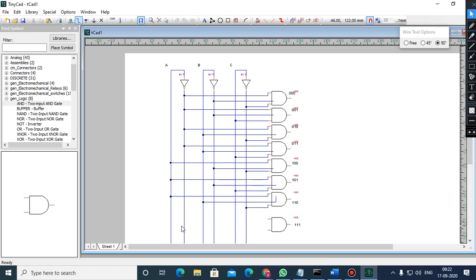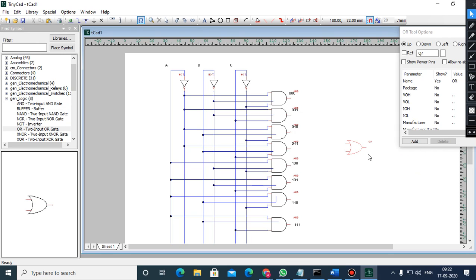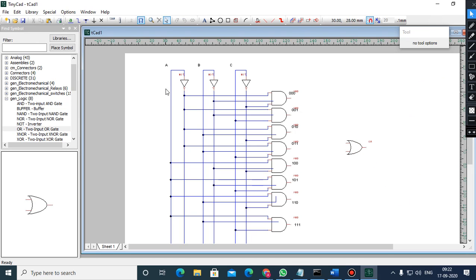And finally it is 1 1 1, so it is like this. Till now I have designed a decoder. It is not a multiplexer. I need to add a few things in it, so it will become a multiplexer. So I just need one OR gate, and within this OR I need to pass every output.